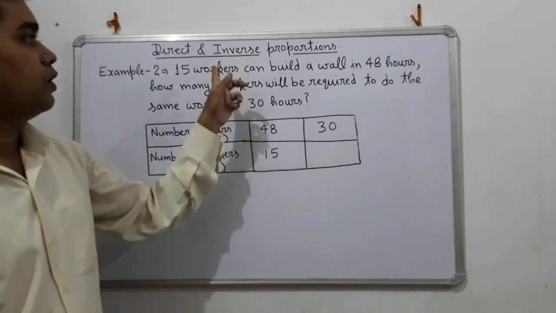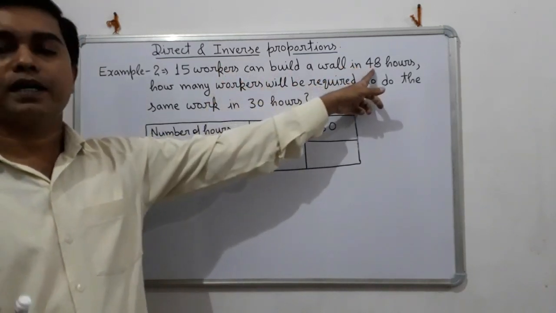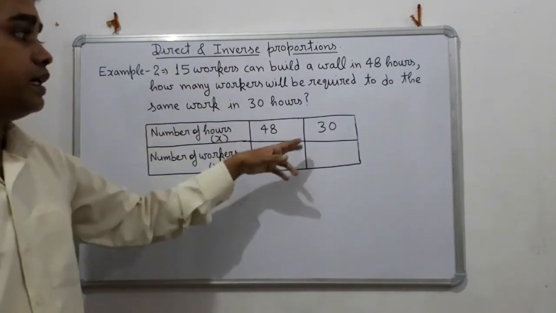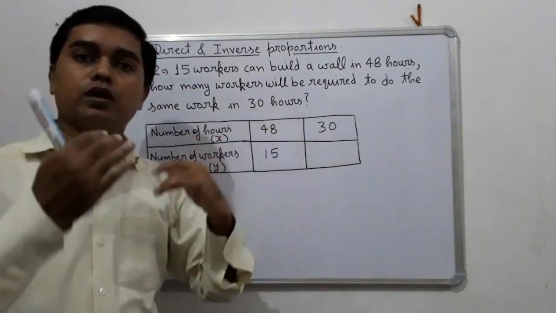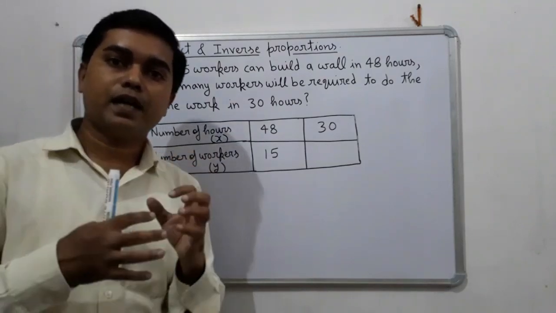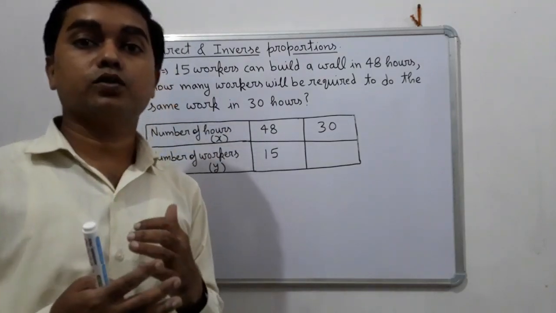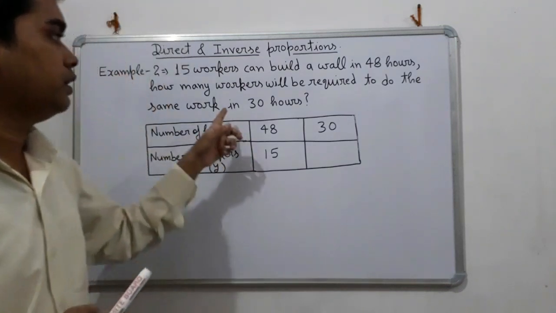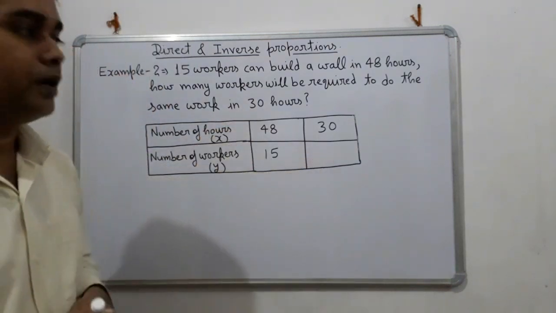फिर से 48 आवर्स में अगर हमें काम करना है तो हमने लगाए 15 वर्कर्स, लेकिन अब हमें क्या करना है? टाइम को कम कर देना है. तो अगर आपको कम टाइम में सेम वर्क लेना है तो then what you have to do? You have to increase number of workers, यानी नंबर ऑफ वर्कर्स बढ़ जाएंगे.